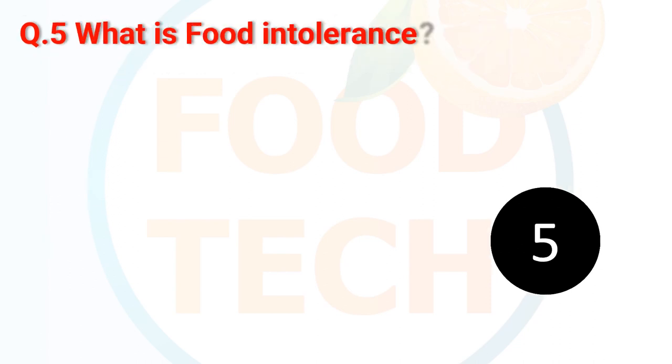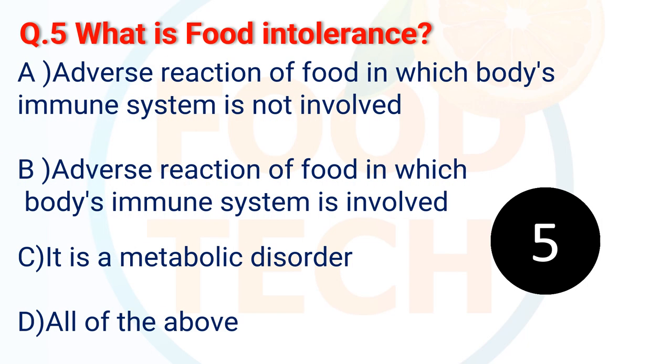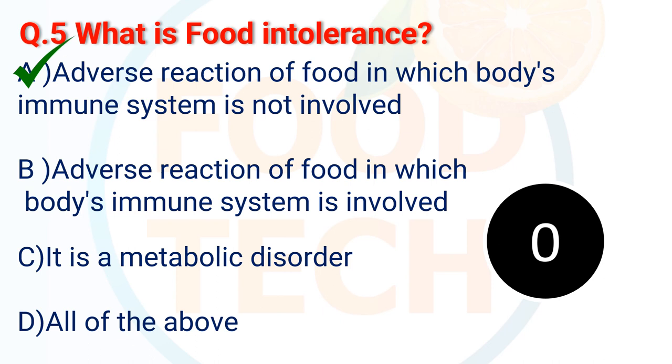Question 5. What is the food tolerance? A. Adverse reaction of food in which body immunosystem is not involved. B. Adverse reaction of food in which food immunosystem is involved. C. It is a metabolic disorder. D. All of the above. The answer is A. Adverse reaction of food in which body immunosystem is not involved.